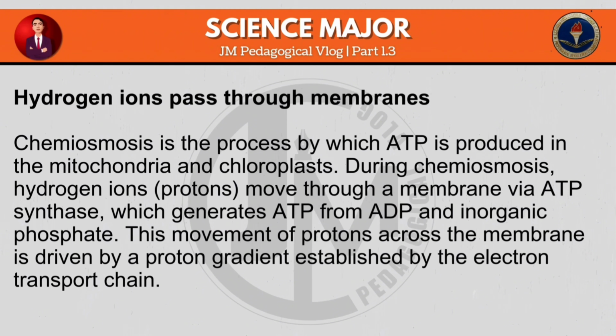Chemiosmosis is the process by which ATP is produced in the mitochondria and chloroplasts. During chemiosmosis, hydrogen ions, or protons, move through a membrane via ATP synthase, which generates ATP from ADP and inorganic phosphate. This movement of protons across the membrane is driven by a proton gradient established by the electron transport chain.